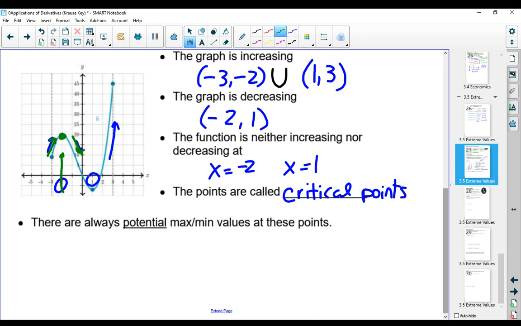Okay, if we were looking at point 1, the graph is decreasing and then increasing. In this case, we know it's a minimum. And looking at the graph, we also know it's the lowest point in the graph, so it would be an absolute minimum.